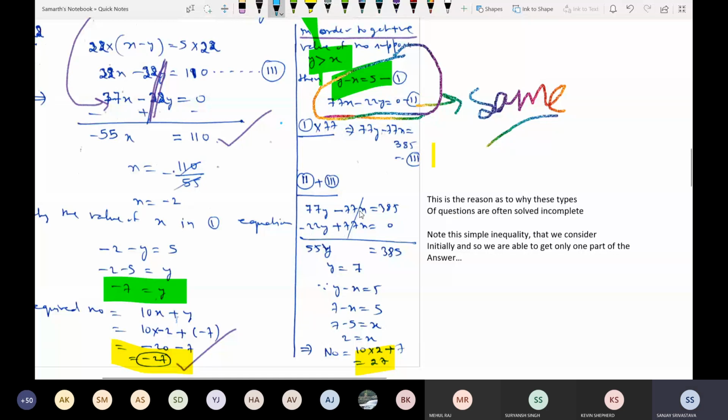Yes, sir. So how did you get this 22 into x minus y, Harshit? I have multiplied the first equation by 22, just in order to equate the coefficient of y in the first case. If you go through the first case, have you got it or not? I'm showing the screen properly so that it will be clear. Okay, now it is clear to you.